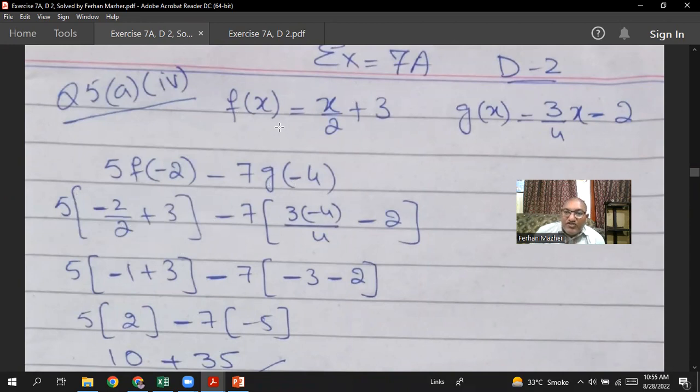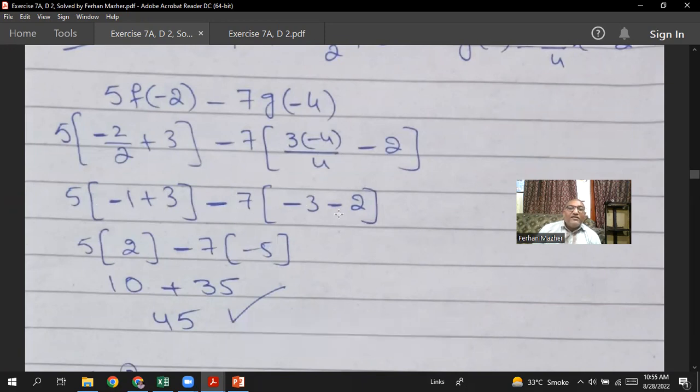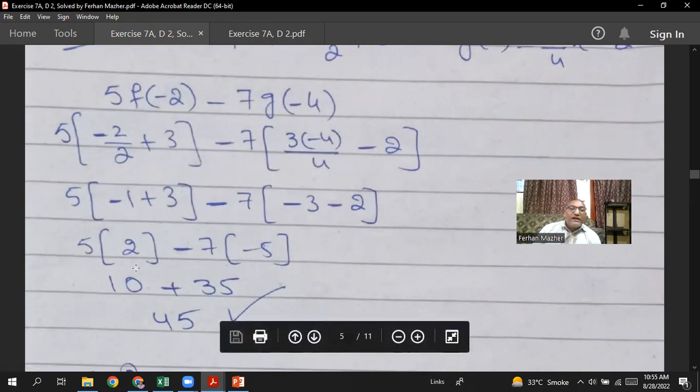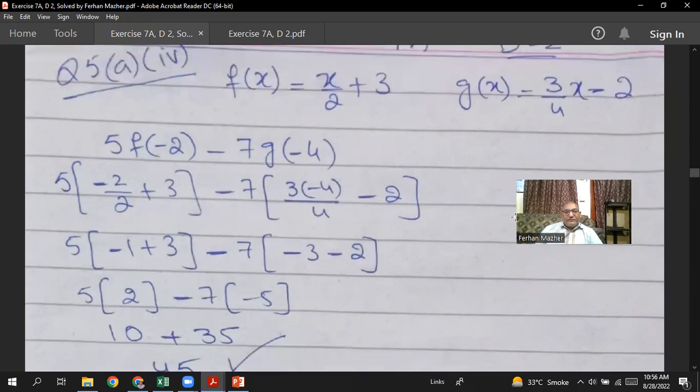In the function of g, I will substitute the variable x with minus 4. So 3 into minus 4 by 4 minus 2. So you will have 5 bracket minus 1 plus 3 bracket close minus 7 into minus 3 minus 2 bracket close. So you will have 5 square bracket 2 square bracket close minus 7 square bracket minus 5 square bracket close. So you will have 10 plus 35 and that will be 45. So the whole question, question number 5A, fourth part is showing up on your screen. You can pause the video and take your time with this question. I hope you understand.